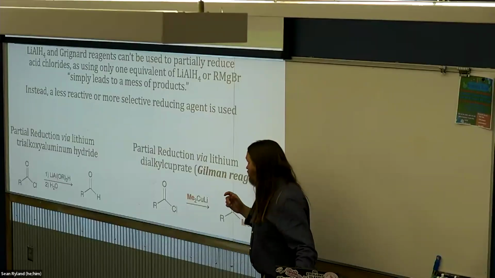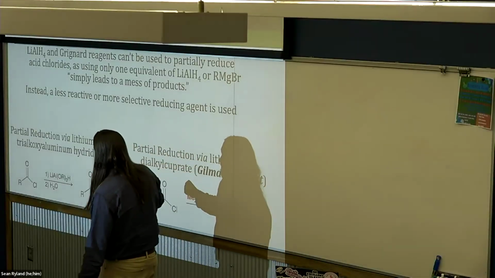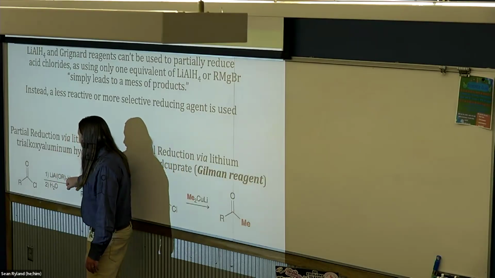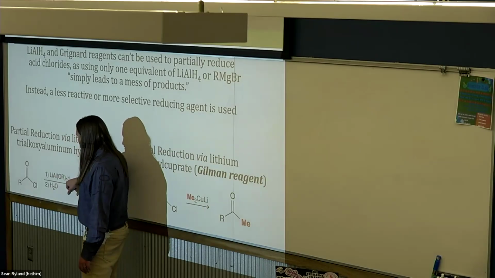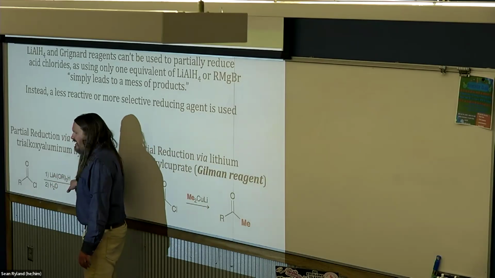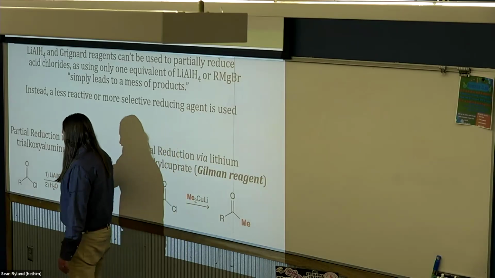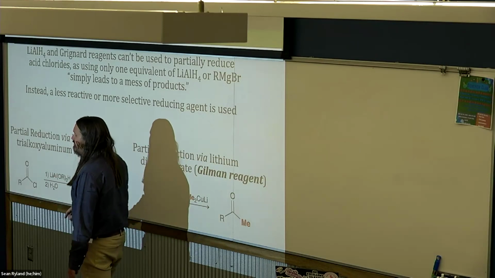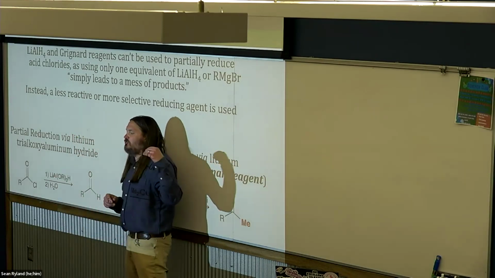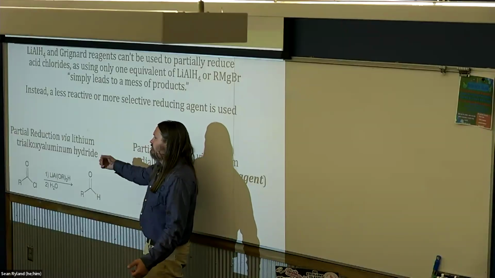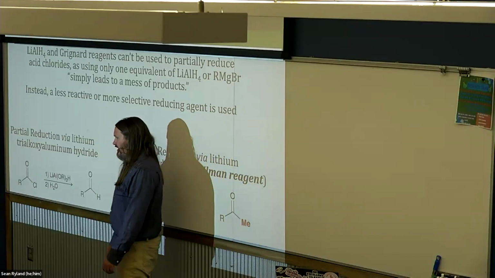So if we want to partially reduce something, you can use lithium trialkoxy aluminum hydride. It's like lithium aluminum hydride, except we only have one hydride to give. The problem with lithium aluminum hydride is it's strong enough to reduce the acid derivatives, but it has too many hydrides to give and we can't stop it partway.